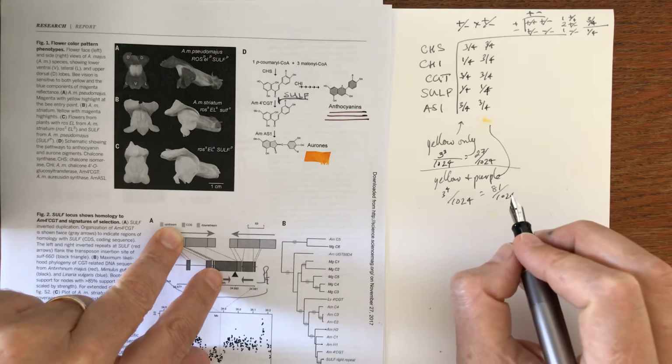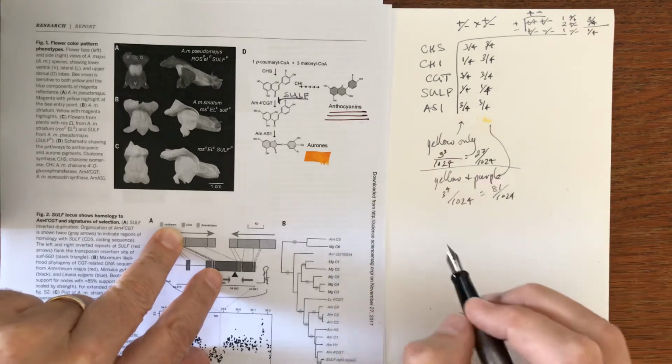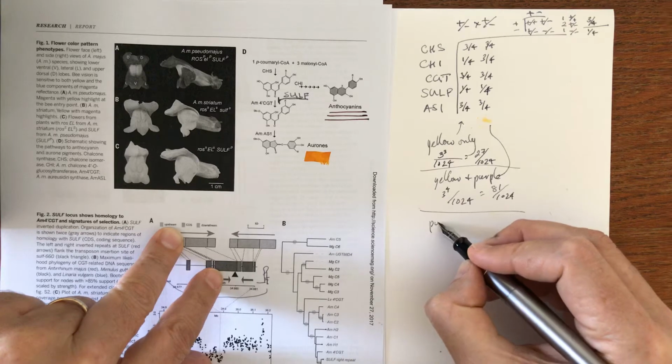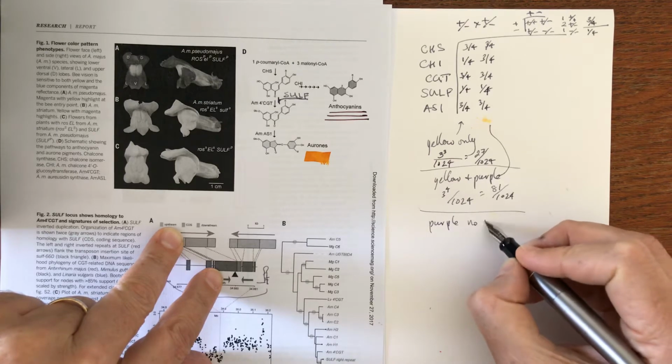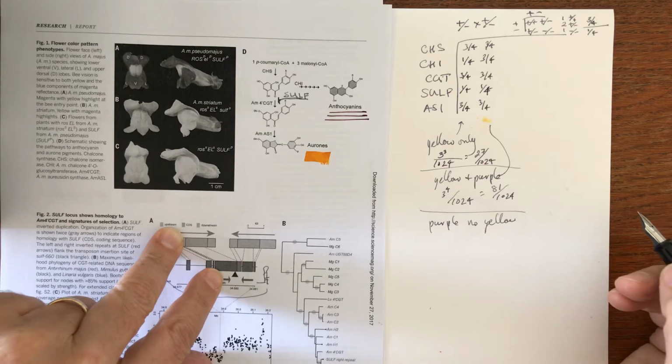Now it gets a little bit complicated, and I'm not sure I'll do all possibilities, but let's imagine what's the answer to something that can be purple, but no yellow, no yellow pigment produced. So that's a little bit trickier.